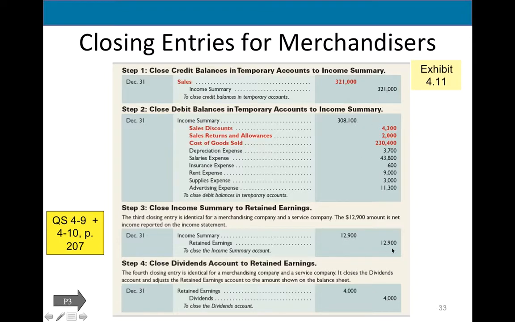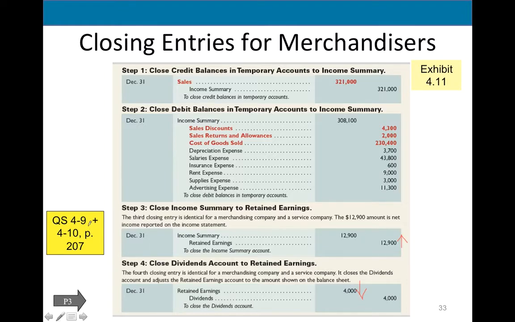Subtract it in the third step, move that net income. Again, where does it come from? It's 321,000 minus 308,100 gives you net income. If you have net income, it must be credited to retained earnings because net income increases retained earnings. That's your equity, right? If you had net loss, you flip them. You debit retained earnings because that loss decreases equity. And in the last step, you move dividends, close them out, and move them as a negative. Dividends decrease retained earnings. So you debit retained earnings by the amount of dividends.